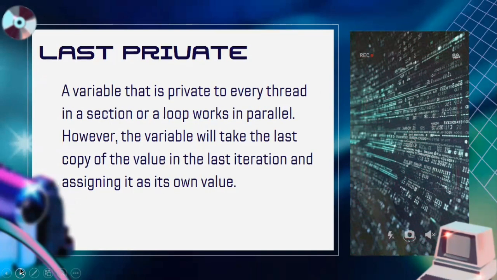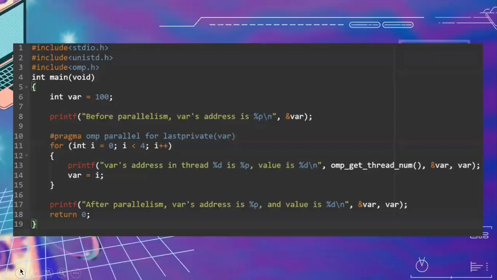Next, we have the lastprivate directive, which is used to ensure that the value of a variable is preserved after exiting a parallel region. This directive ensures that the final value of the variable is copied back to the original variable after all threads have finished executing. This is important for maintaining data consistency and ensuring that the correct results are returned. So here in the next slide, we have this code.